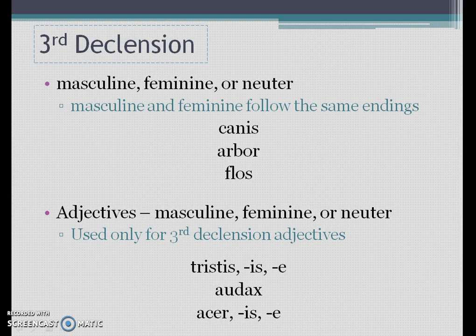As for the adjectives, again, masculine, feminine, or neuter, these endings can only be used for third declension adjectives, which also can end in any letter of the alphabet. Third declension adjectives, just like first and second declension, will appear in your glossary with 3 endings. Again, follows the pattern of masculine, feminine, neuter in order. So tristis is both masculine and feminine. It would go to triste for the neuter. Audax is audax for everybody, and acer goes to acris, acre.